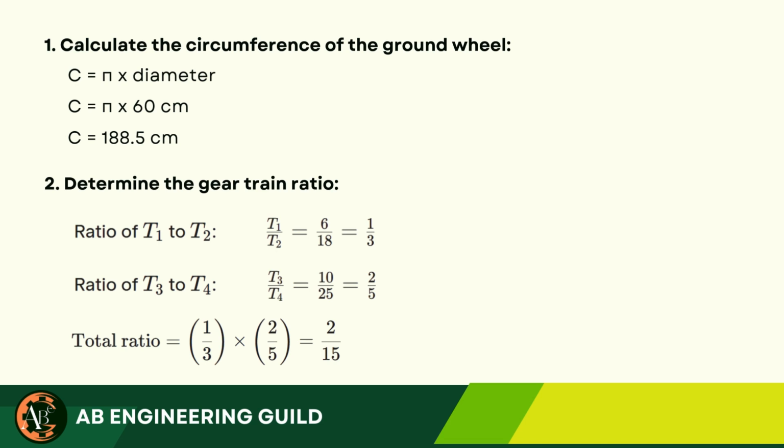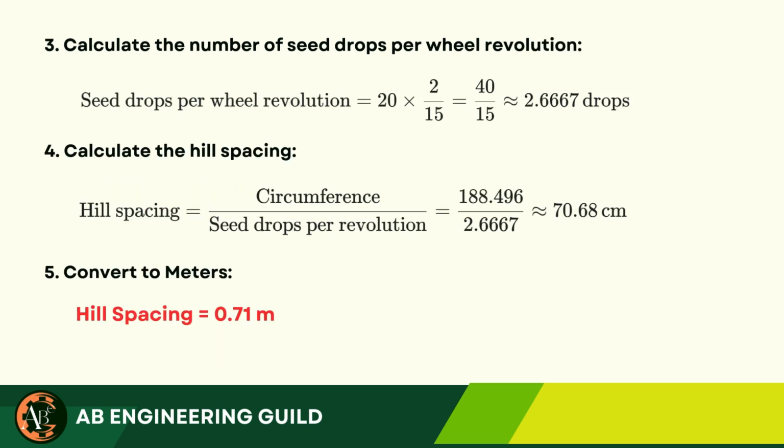In this case, the seed plate rotates 2/15 times per wheel revolution. Since the seed plate has 20 cells, it drops 20 seeds per full rotation. But because it only rotates 2/15 times per wheel turn, it drops approximately 2.67 seeds per revolution of the ground wheel. Now we calculate the hill spacing. The ground wheel travels 188.5 centimeters per turn, and drops about 2.67 seeds in that distance. Divide the distance by the number of seeds, and we get approximately 70.68 centimeters between seed hills.